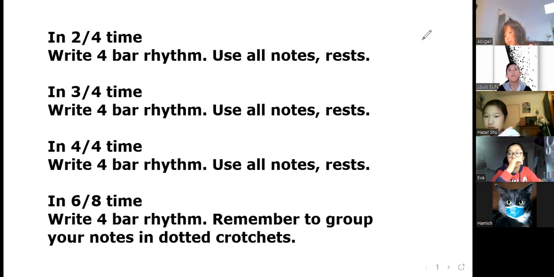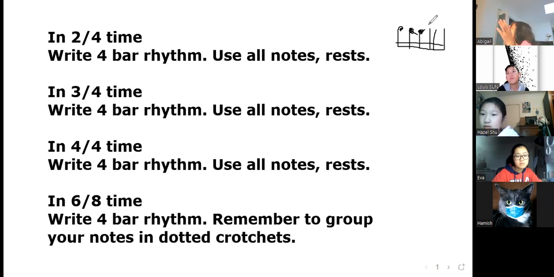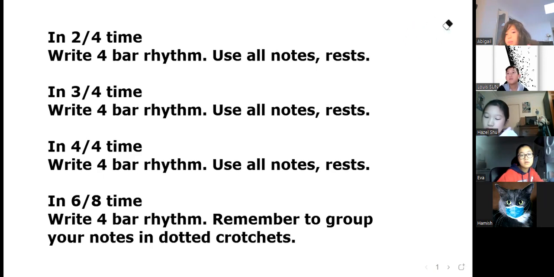Hazel, problem. If you were to use a semiquaver in 6-8 time, you'd have to group it like this. 1, 2, 3, 4. So it would look something like this. Unfortunately, you couldn't really separate it, because with semiquavers you'd have to keep them together in 6-8 time. So that would be worth a dotted crotchet. That's something to beware of if you're using semiquavers in 6-8 time.